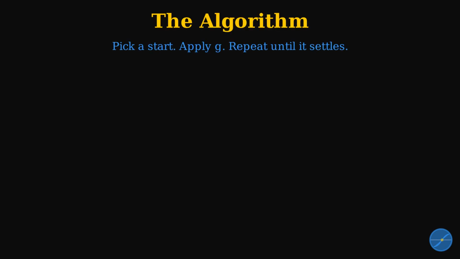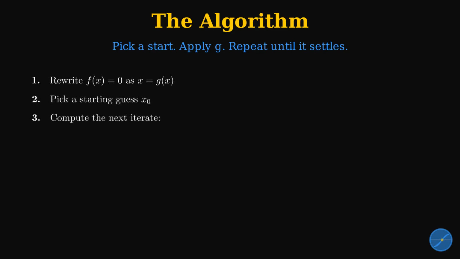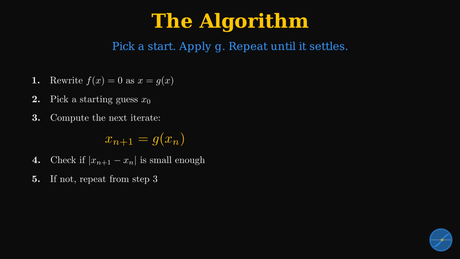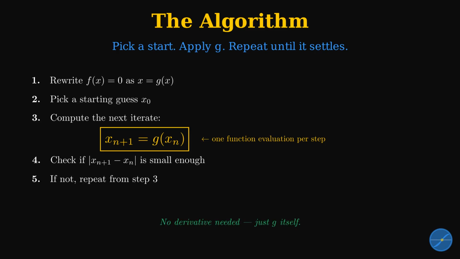Here's the algorithm from start to finish. Pick a start, apply g, and repeat until it settles. In step 1, rewrite f of x equals 0 as x equals g of x. In step 2, pick a starting guess x0. Compute the next iterate in step 3: x n plus 1 equals g of x n. Check whether the size of x n plus 1 minus x n is small enough, and if not, repeat from step 3. The whole cost is one function evaluation per step, and that's it. And notice, no derivative is required, just g itself. That's what makes it so general.